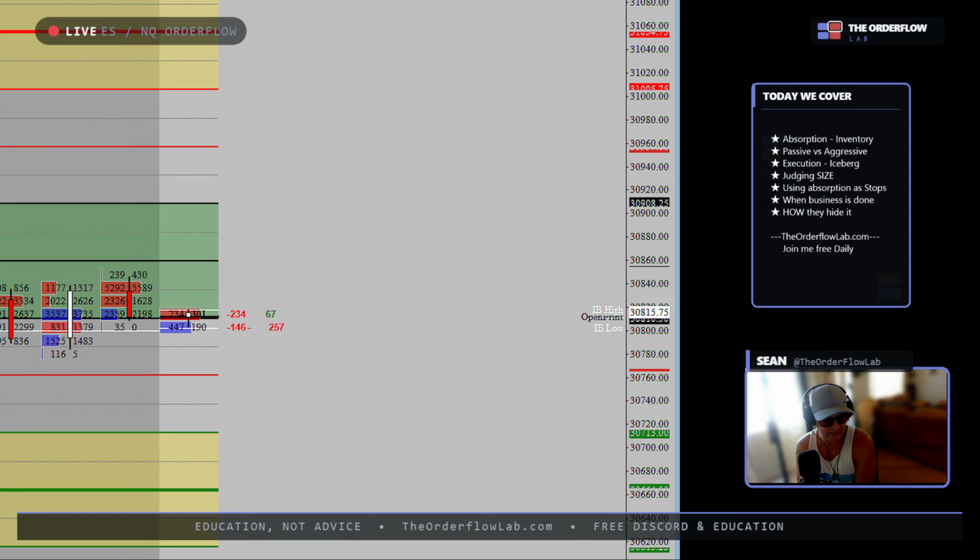So today, what are we going to cover? We're going to go step by step here. The big one, absorption. So what is absorption? Absorption for me is a very large bid or offer that shows up on the tape that takes on the inventory of the other side of the auction. So it's a large print.